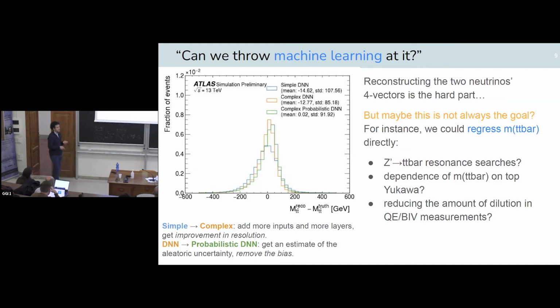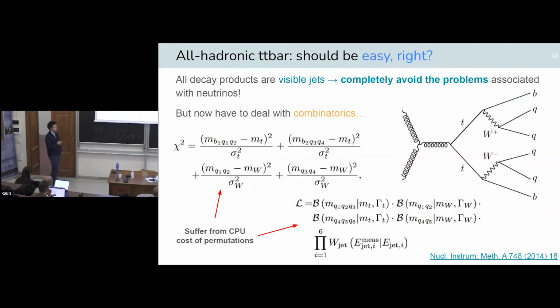And for that, you have to invoke slightly more sophisticated machine learning methods. And in this case, we use just a probabilistic model where the network is predicting a central value plus an estimate of the uncertainty. And once you have this, you actually manage to remove the bias. You still have a slightly large resolution, but maybe that's a promising first step. So that's the general idea. So we want to use as much of the event information as possible, and we want to achieve physically meaningful outputs of our machine learning models.